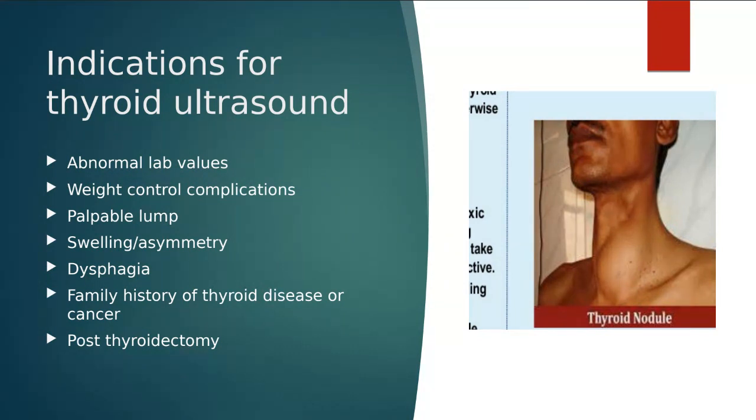If they have an asymmetry or swelling, either on one side or both sides of their neck. If they have dysphagia, so this means trouble swallowing, that could be an indication. There could be a mass in the thyroid that's closing that esophagus. We also are looking at these for anyone who has a family history of thyroid disease or cancer. And if for some reason our patient has had their thyroid removed, particularly for cancer reasons, we want to be doing a post-thyroidectomy fossa scan, making sure that none of that thyroid tissue grew back.